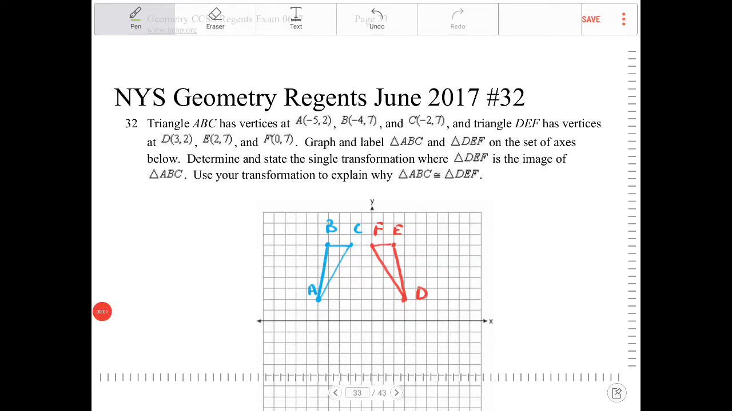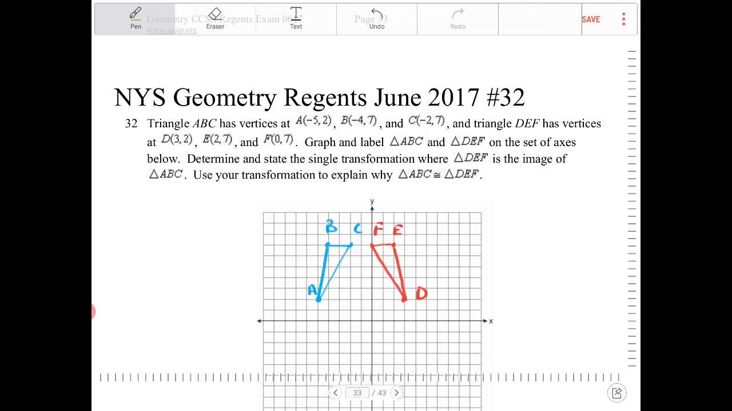Triangle ABC has vertices at A(-5, 2), B(-4, 7), and C(-2, 7). And triangle DEF has vertices at D(3, 2), E(2, 7), and F(0, 7). Graph and label triangle ABC and triangle DEF on the set of axes below.